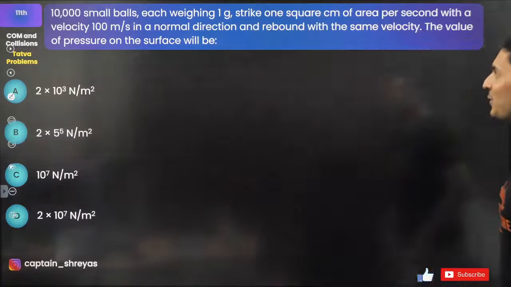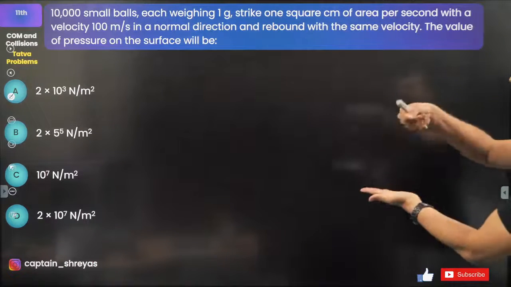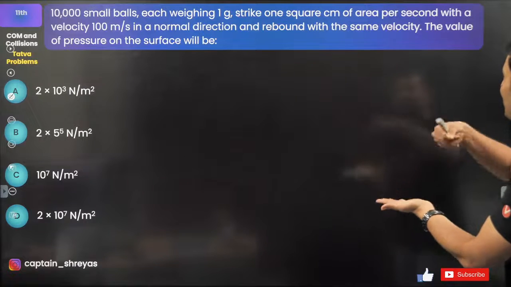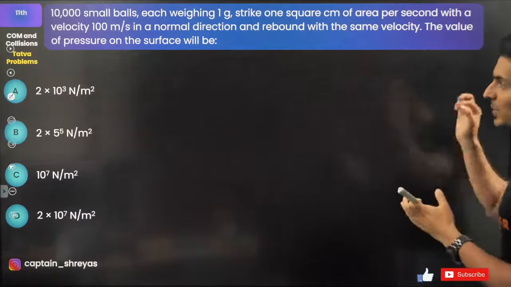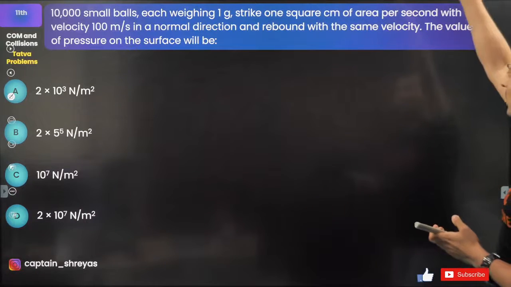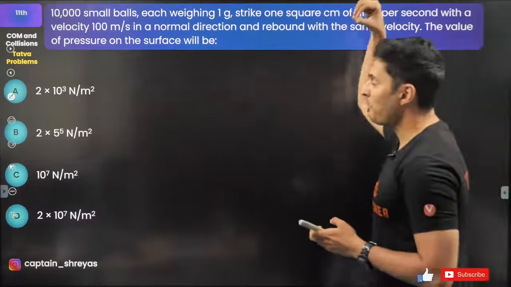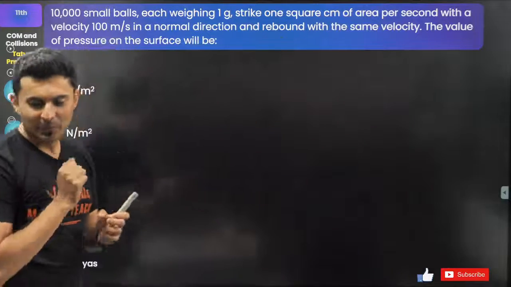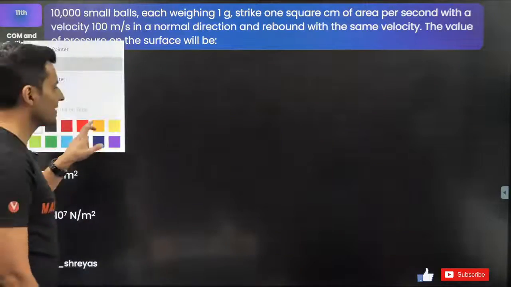10,000 small balls, each of mass 1 gram, strike 1 square centimeter per second per unit area with a speed of 100 meters per second in the normal direction and rebound with the same speed. What is the pressure on the surface?